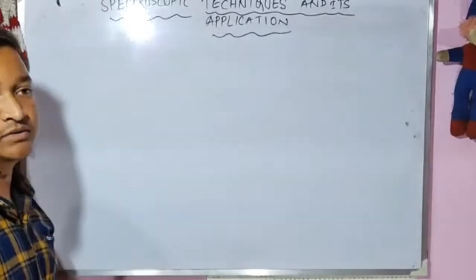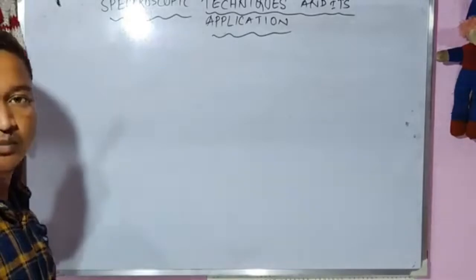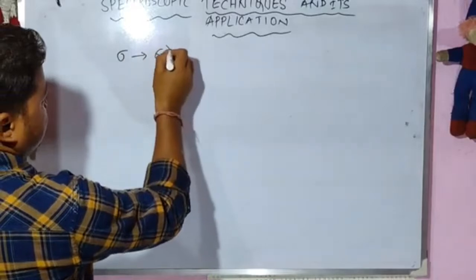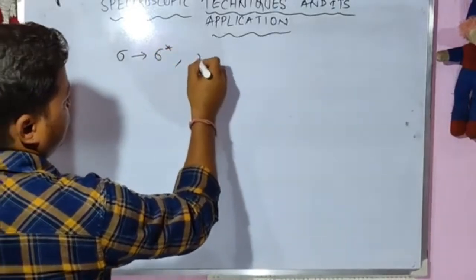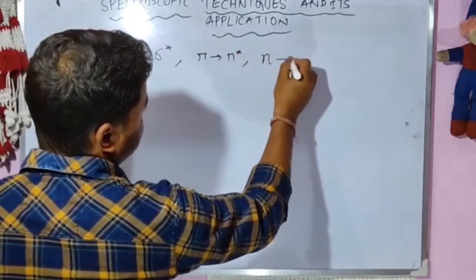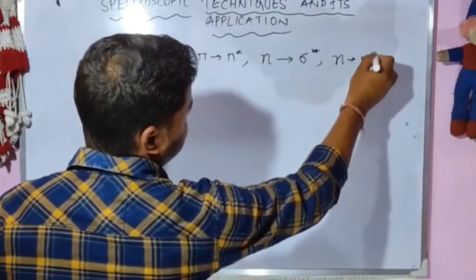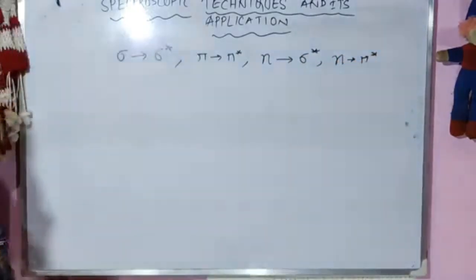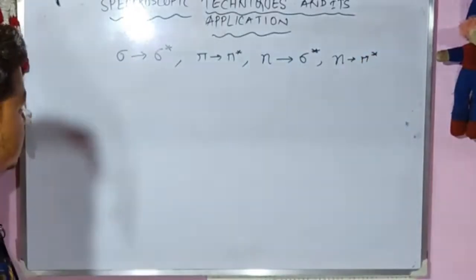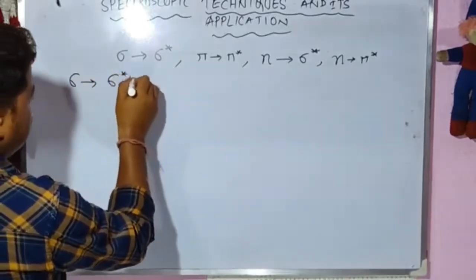In the previous lecture, we discussed that there are 4 transitions that occur in a molecule: sigma to sigma star transition, then pi to pi star transition, n to sigma star transition, and n to pi star transition. These 4 electronic transitions occur in a molecule. So at first we discuss the sigma to sigma star transition.